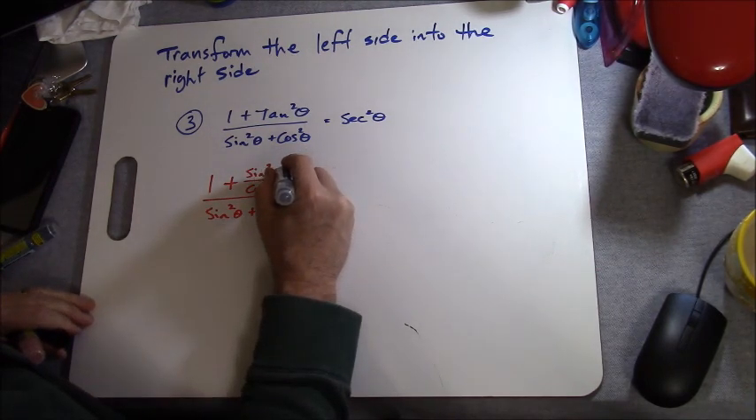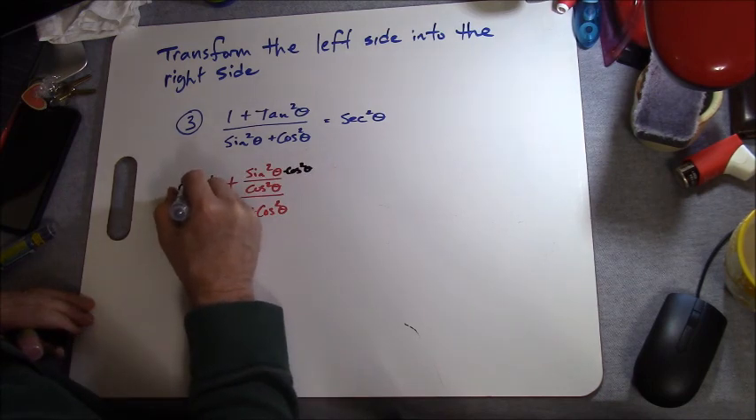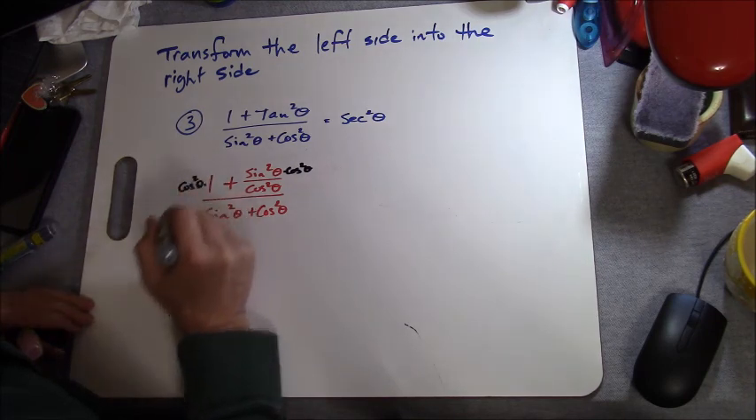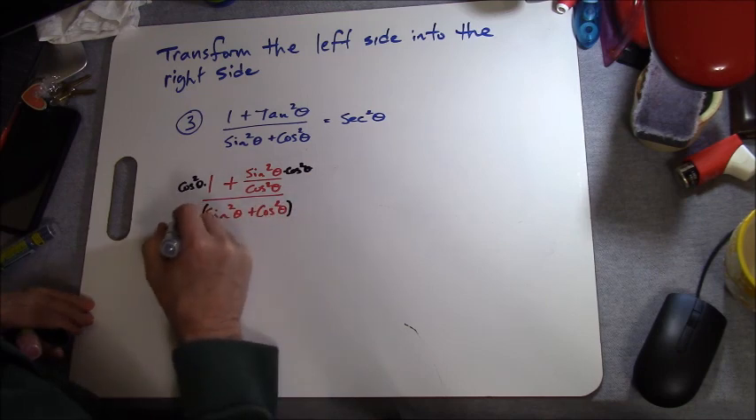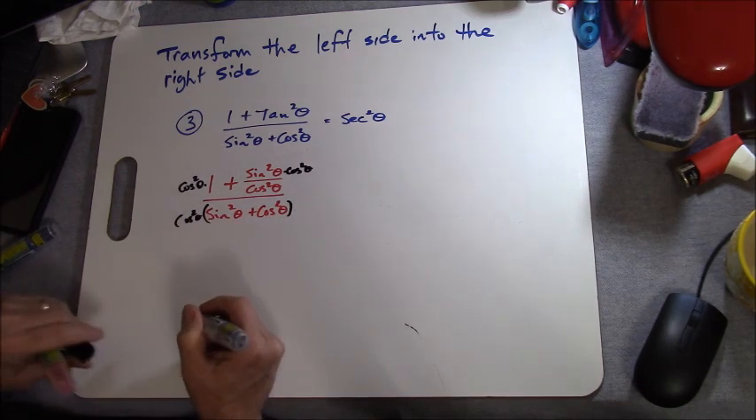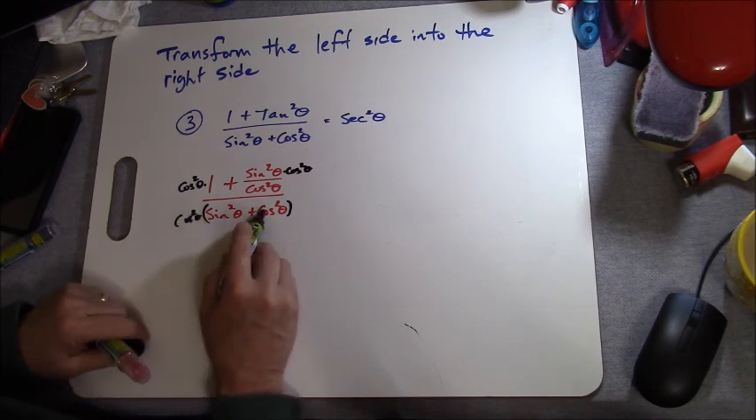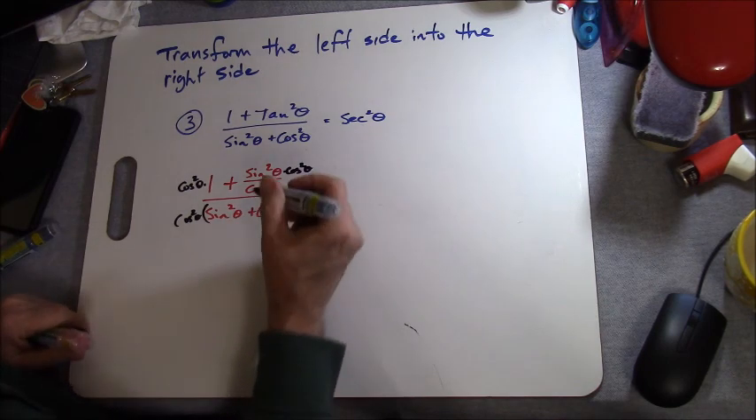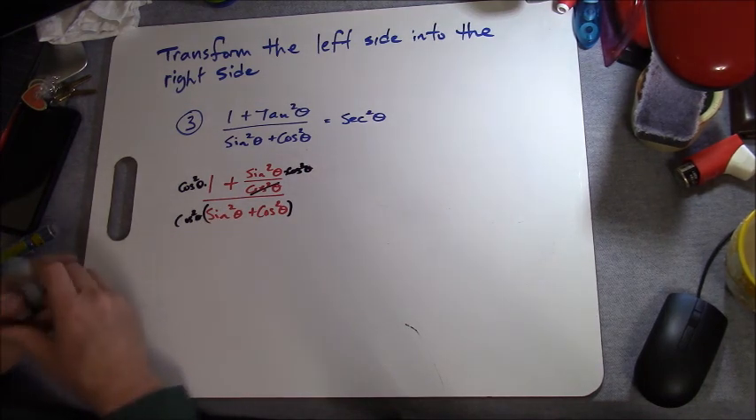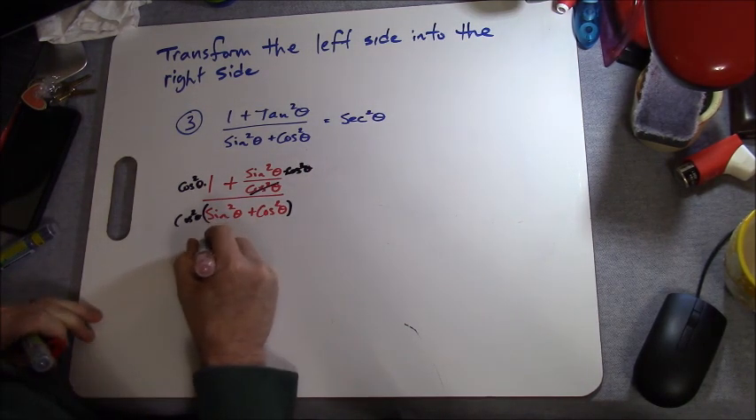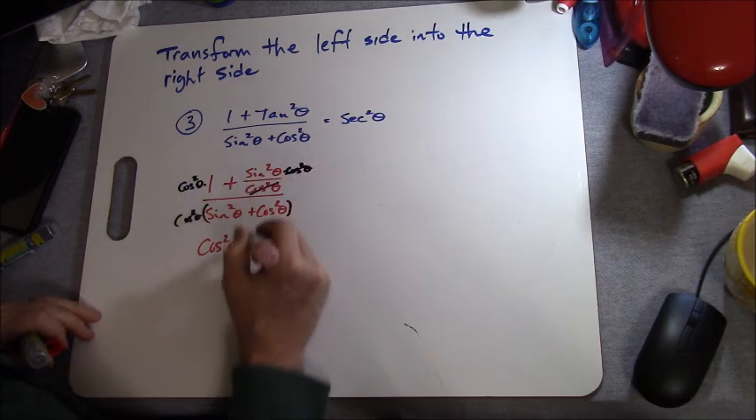So I'm going to multiply this by a cosine squared theta. I'll multiply this by a cosine squared theta. And then I'll multiply this whole thing down here by a cosine squared theta. Which means I have to distribute it to each of these. But let me just try this first. My goal was to get rid of this denominator, which I did. It cancels. And so then what I get is cosine squared theta when I multiply these, plus sine squared theta.